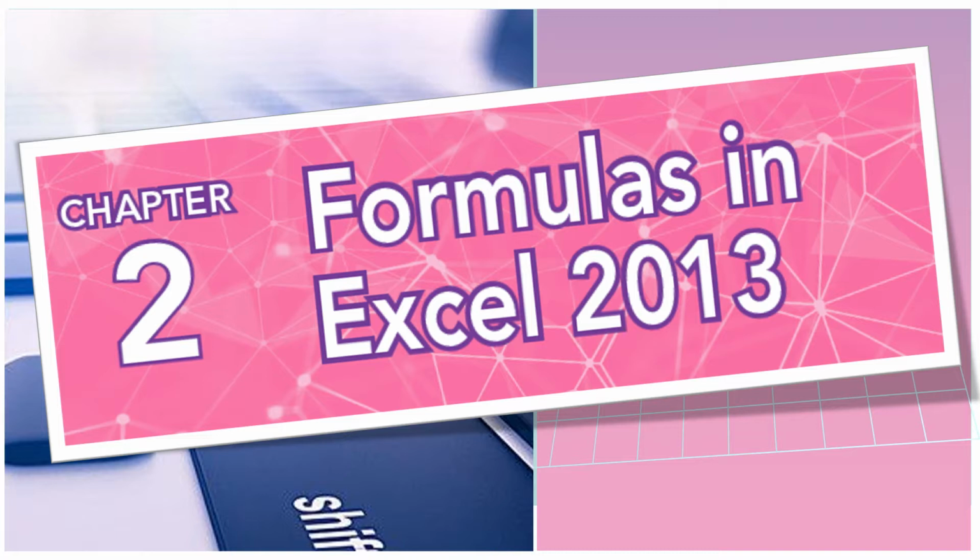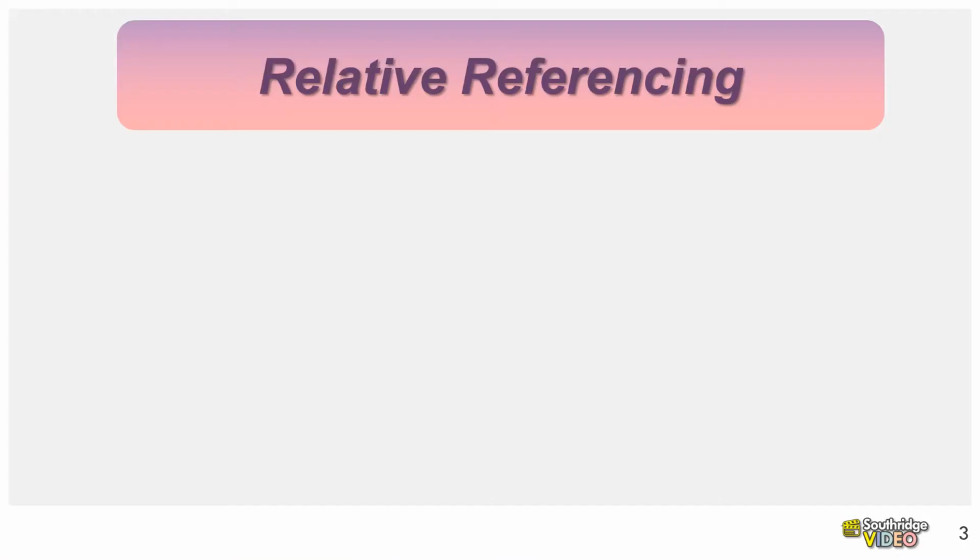So do you remember what are the three types of referencing? Yes, relative referencing, absolute referencing and mixed referencing. So today we'll see in detail about this and few more topics. So first we'll see about relative referencing.